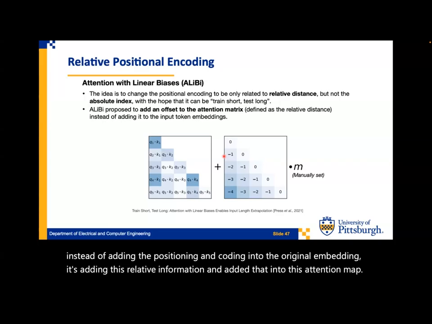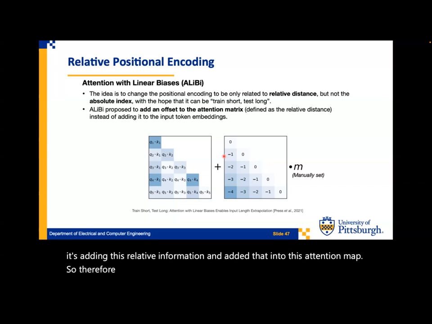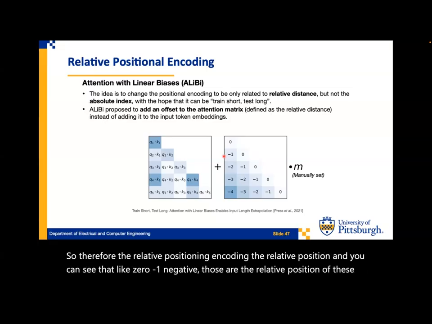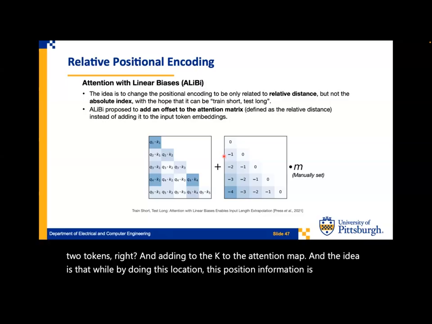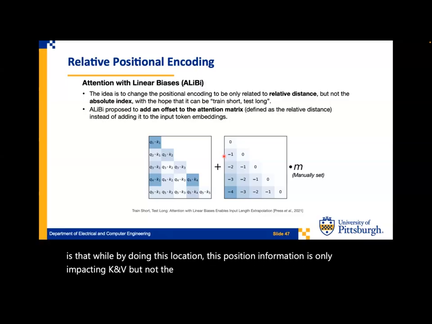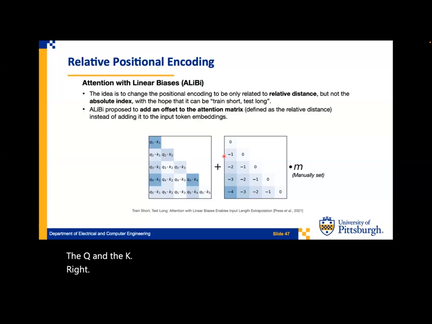You can see that 0, -1, -2 are the relative positions of these two tokens, and they are added to the attention map. The idea is that by doing this, the position information only impacts the Q and the K, not the V, so it does not affect the original meaning of the V. Basically, that's the idea.